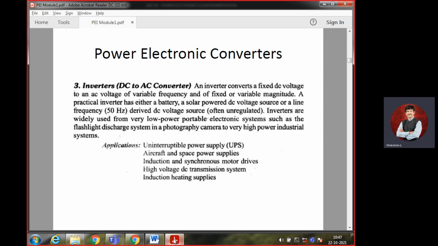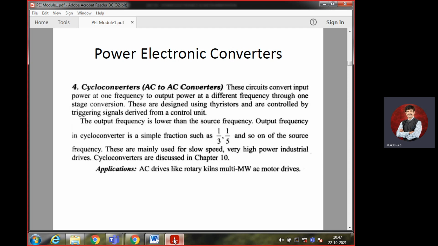Next, induction and synchronous motor drives, high voltage DC transmission systems, induction heating supplies. These are the examples of DC to AC conversion. Next, the two types: cycloconverters, that is AC to AC with variable frequency. AC to DC, DC to DC, DC to AC, we have finished.